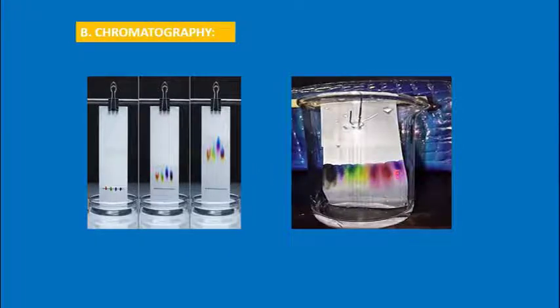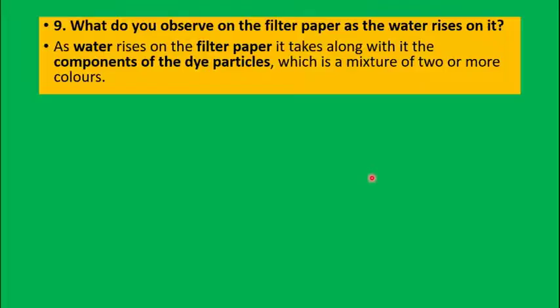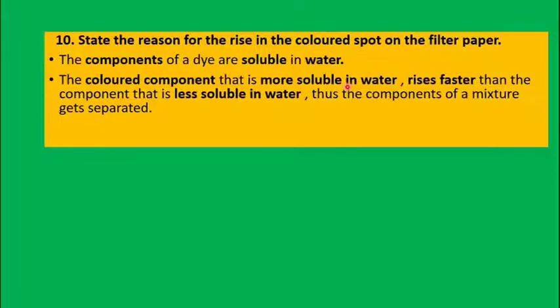This is another experiment of the same, that is chromatography, where the different colors of a mixture can be separated by this simple technique. Since we are using paper here, it is known as paper chromatography. So what are your observations? As the water rises in the filter paper, it takes along with it the components of the dye particle, which is a mixture of two or more colors. That is the main principle of chromatography.